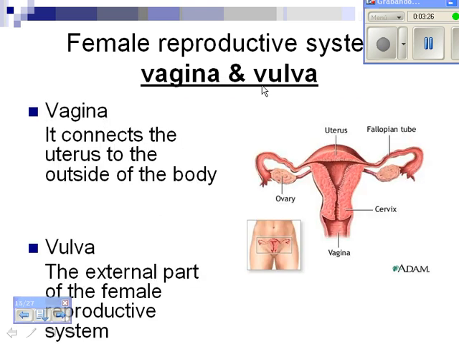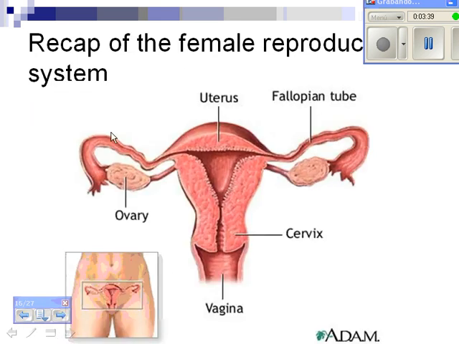The vagina and vulva. The vagina connects the uterus to the outside of the body, and the vulva is the external part of the female reproductive system. So, another recap of the female reproductive system. It's made up of ovaries, fallopian tubes, the uterus, and the vagina.